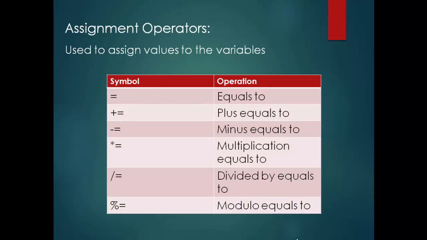Last but not the least, assignment operators are used to assign the values to the variables. For example, if I want to assign a value of B to A, then I say A single equal to B. Similarly, A plus equal to B means A is equal to A plus B, followed by the same way for minus equal to, multiplication equal to, divided by equal to, and modulo equals to. This is in brief about operators.